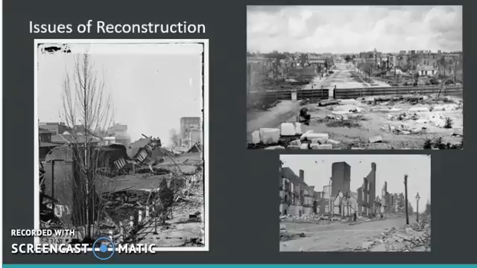So there's a lot of issues to take into consideration when we're talking about Reconstruction. Reconstruction is literally a program implemented by the federal government between 1865 and 1877 to repair the damage to the South caused by the Civil War and to restore the Southern states to the Union. It's not so simple as saying, okay, the war is over, we're all part of the Union again.